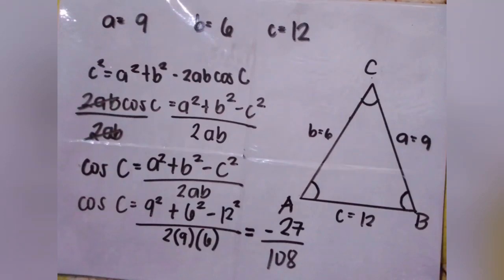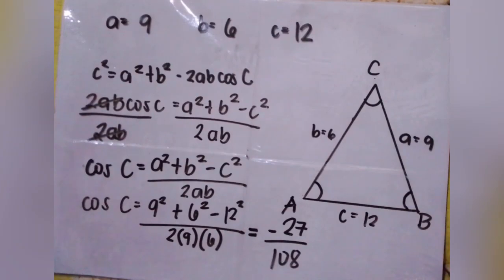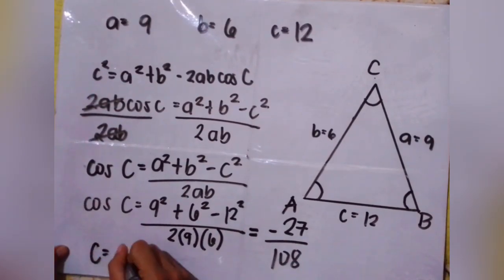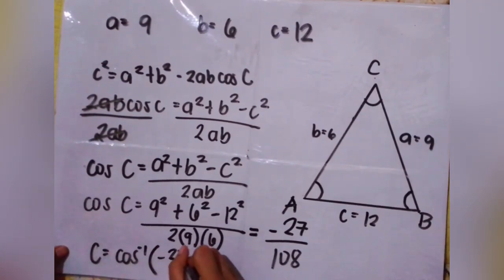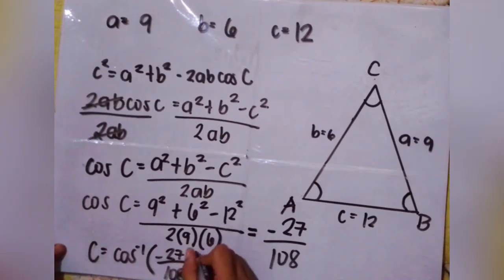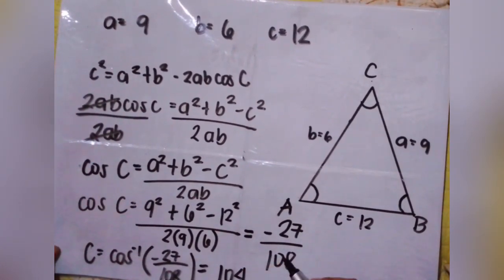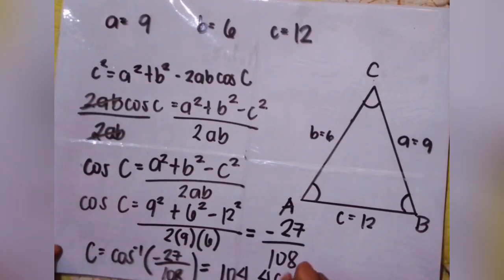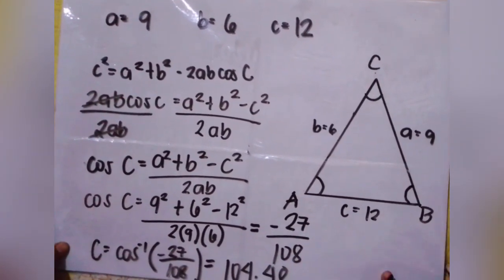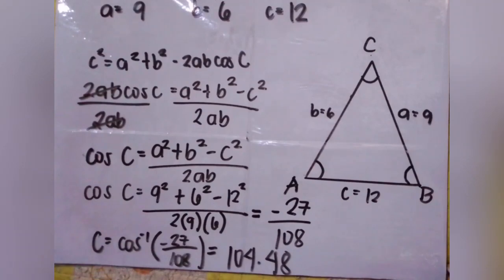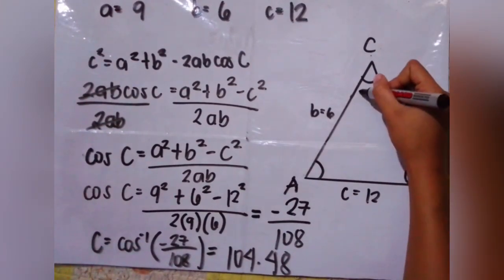To solve for the angle C, get the angle by using the inverse cosine. Angle C is equal to arccosine of negative 27 over 108, which is 104.48. Therefore, our angle C is equal to 104.48 degrees.